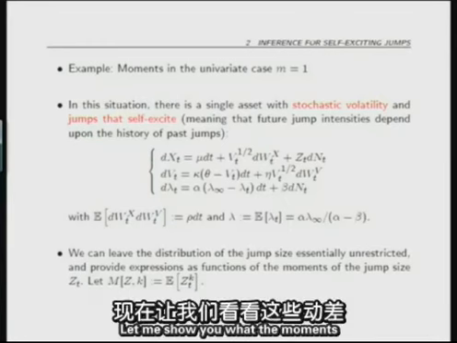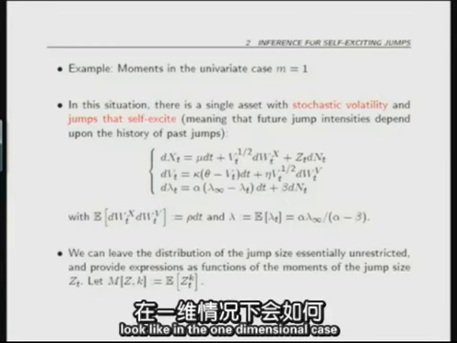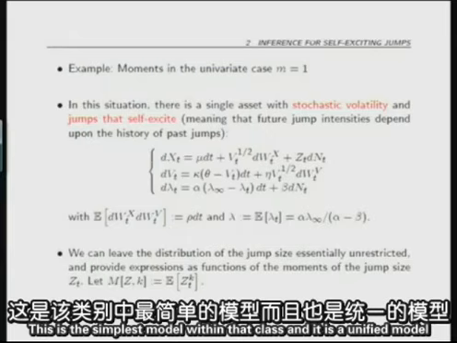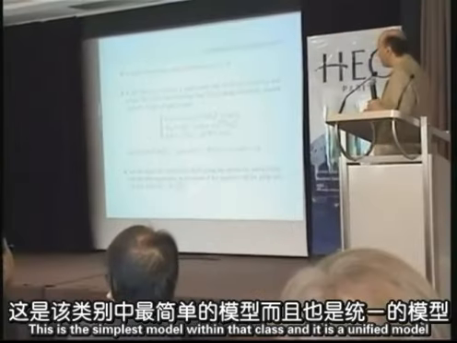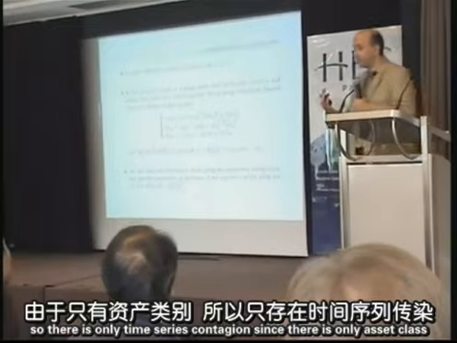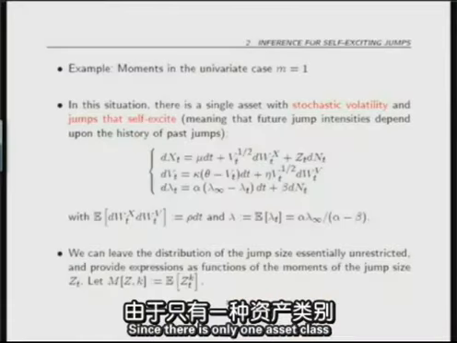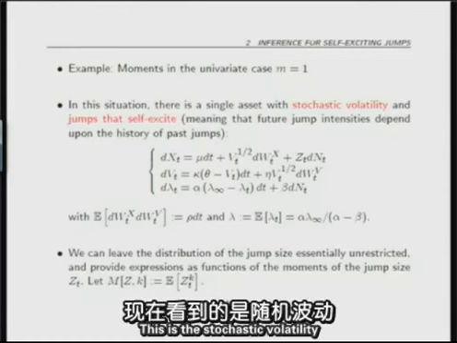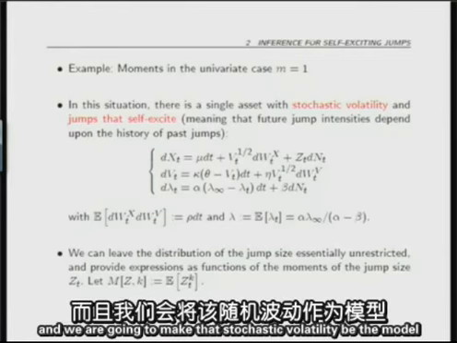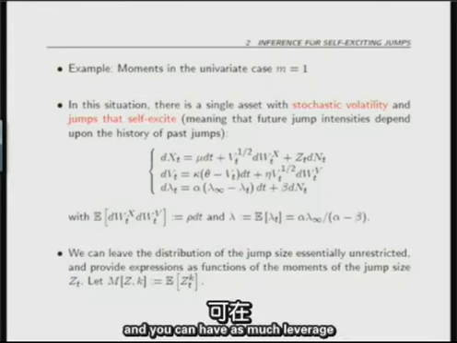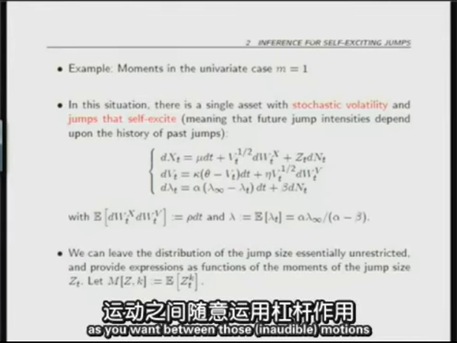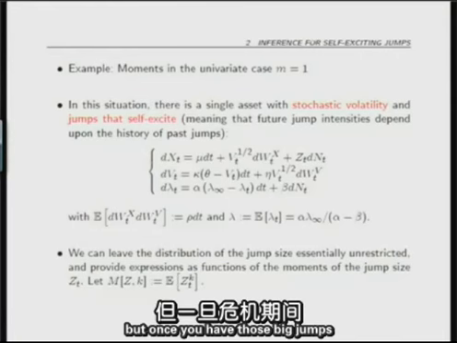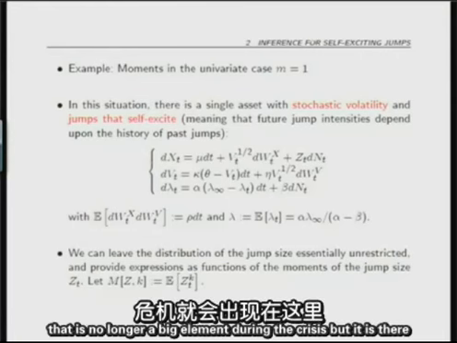Okay, let me show you what the moments look like in the one-dimensional case. This is the simplest model within that class. It's a univariate model, so there is only time series contagion. Since there's only one asset class, there cannot be any contagion to any other market in this model. So these are returns, and this is a stochastic volatility. We're going to make that stochastic volatility be a Heston model. Okay, you can have as much leverage as you want between those two Brownian motions, but once you have those big jumps over a period of crisis, that is no longer a big element during the crisis, but it's there.